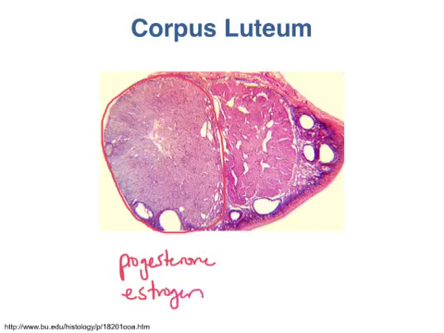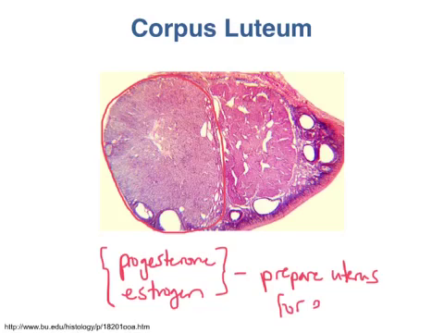Progesterone stimulates maturation of the uterine lining and the secretions of the uterine glands. So these hormones that are released by the corpus luteum basically prepare the uterus for implantation of an embryo. So it's basically saying, okay, we got an oocyte out there, let's get ready, we might have a pregnancy coming.